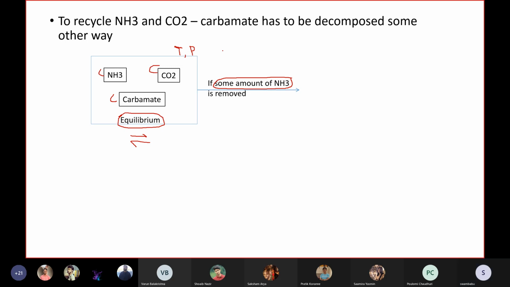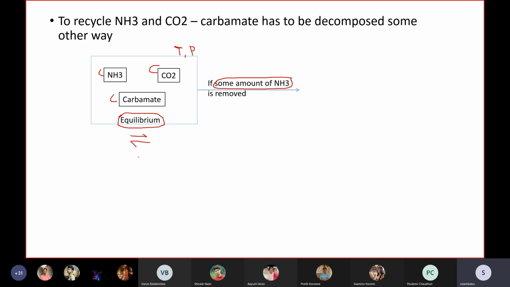Yes, sir, it will come to equilibrium. Yes. So what should happen? To come to the equilibrium state, what should happen? The concentration of ammonia should increase from the reduced value to the previous value, or not? The carbamate concentration will decrease, and the concentration of ammonia will increase, and CO2 also. Very good. That is the perfect answer.